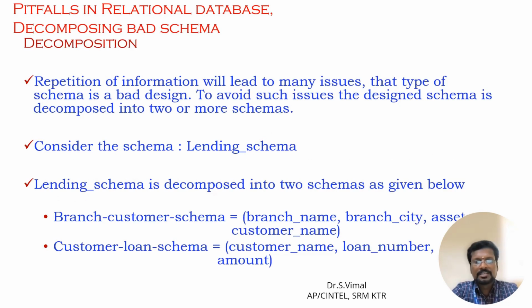And for avoiding this, we have to use decomposition. Here we have to divide the lending schema into two different tables, like a branch customer schema and a customer loan schema. If you do any updation on the branch customer schema, it will not affect the customer loan schema. Like that, we have to make the changes when we are doing the schemas.